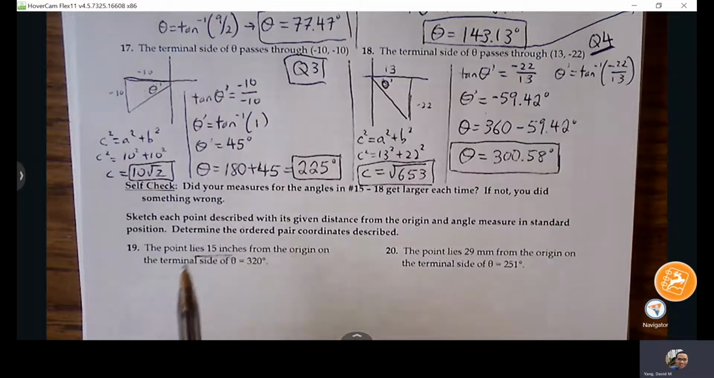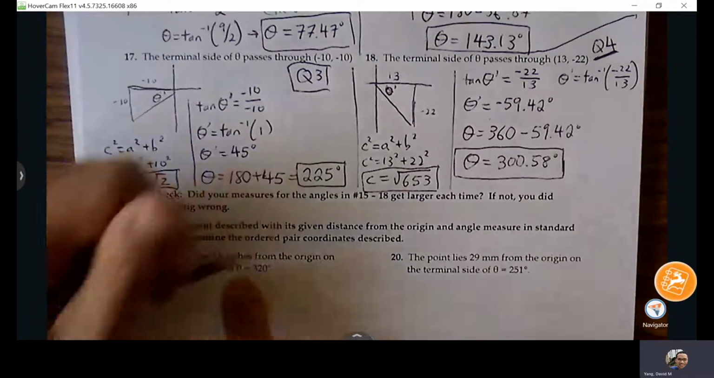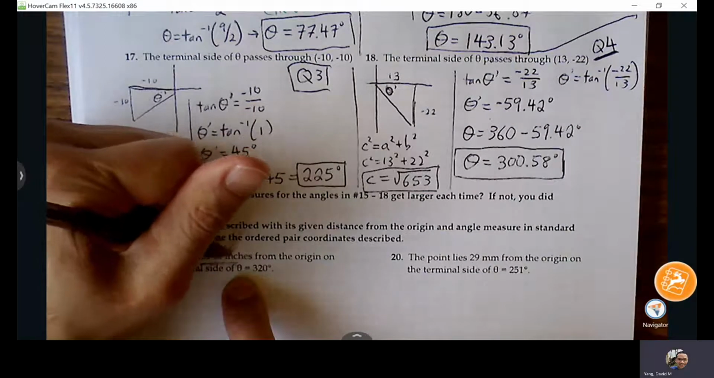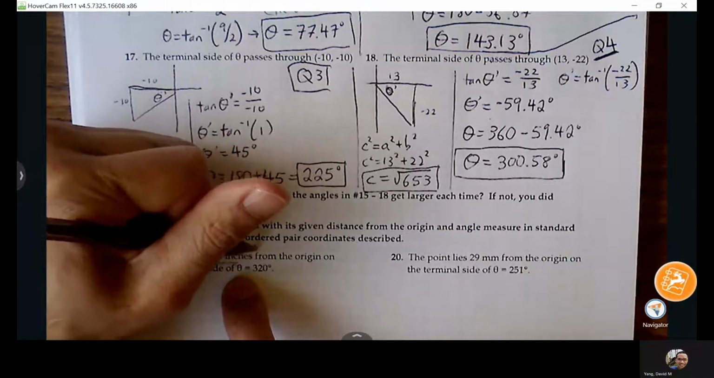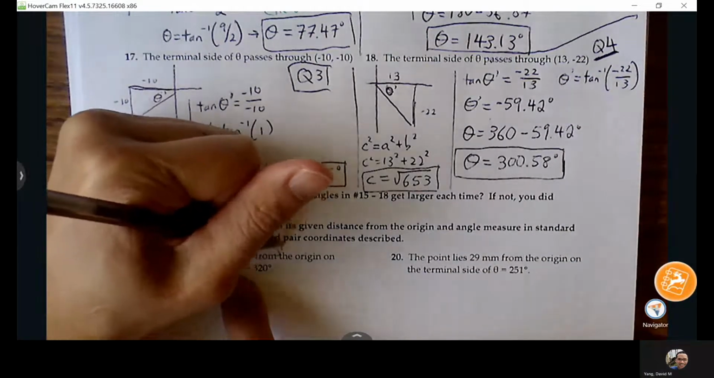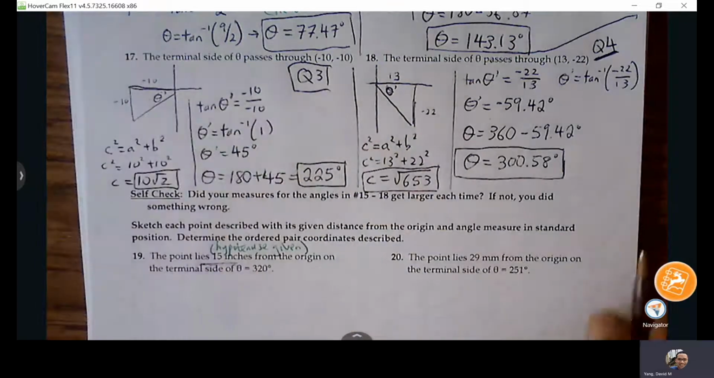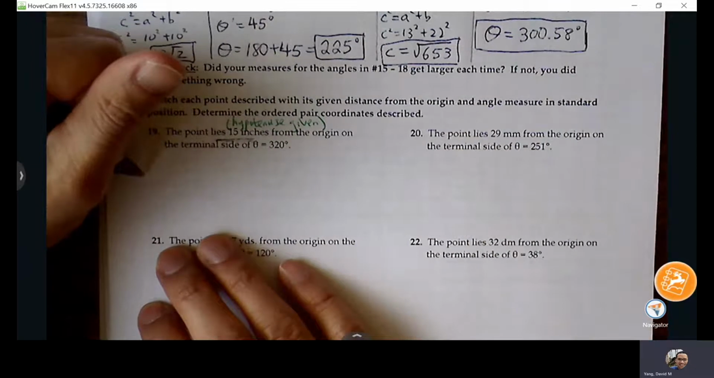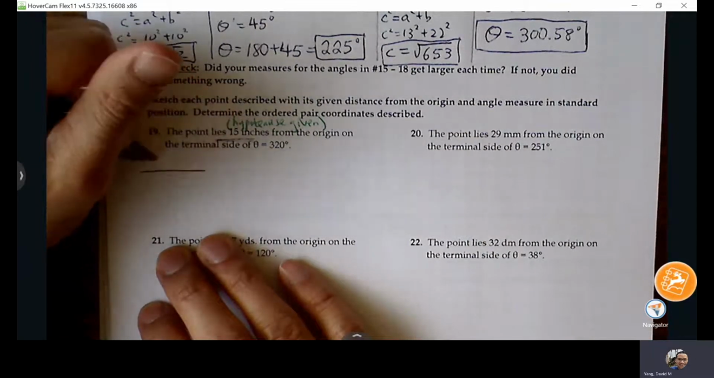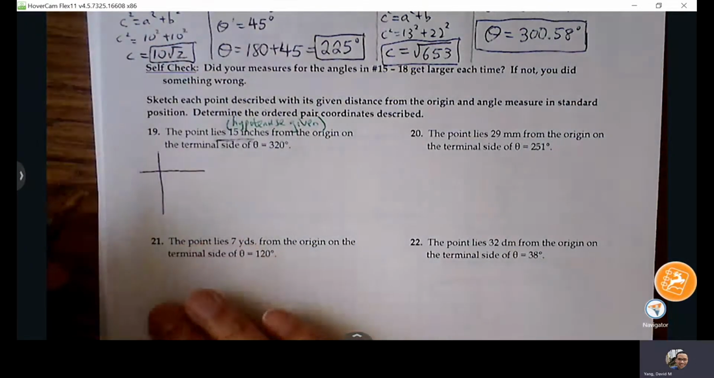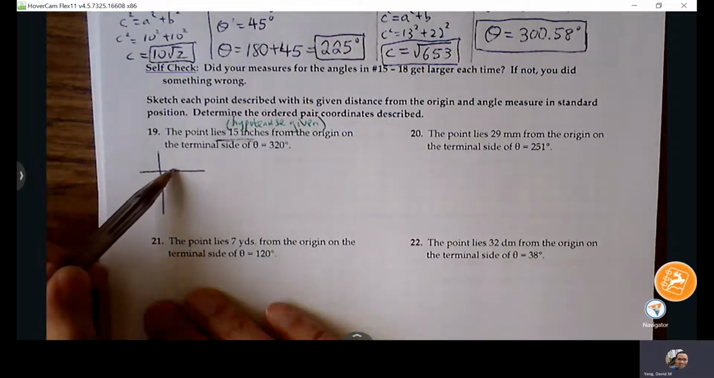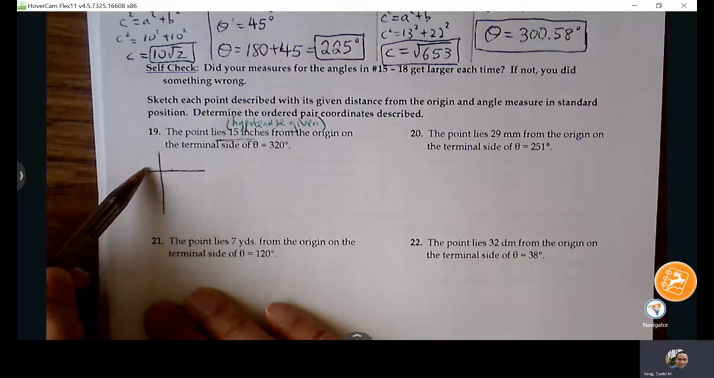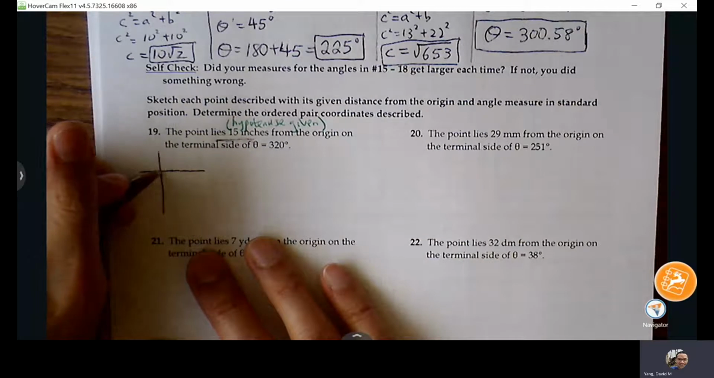All these are going to be hypotenuse values. Okay, hypotenuse of right triangles here. Hypotenuse given. Okay, so 320 degrees. That means we're counting all the way to the fourth quadrant.